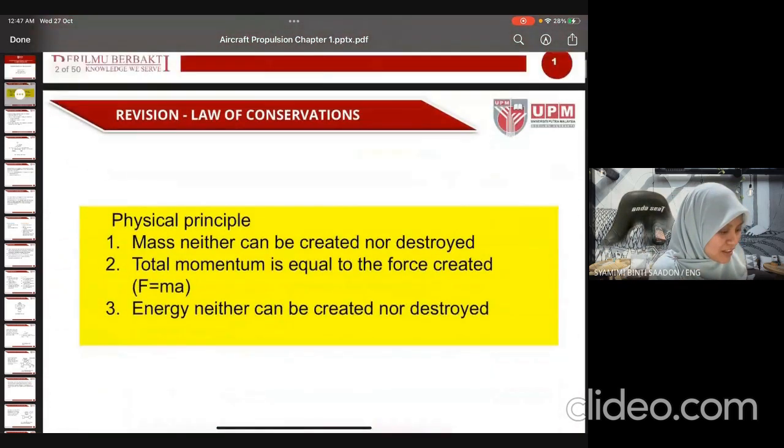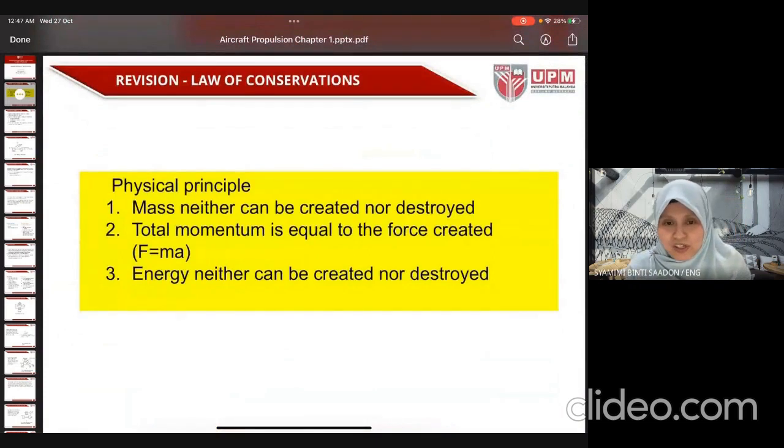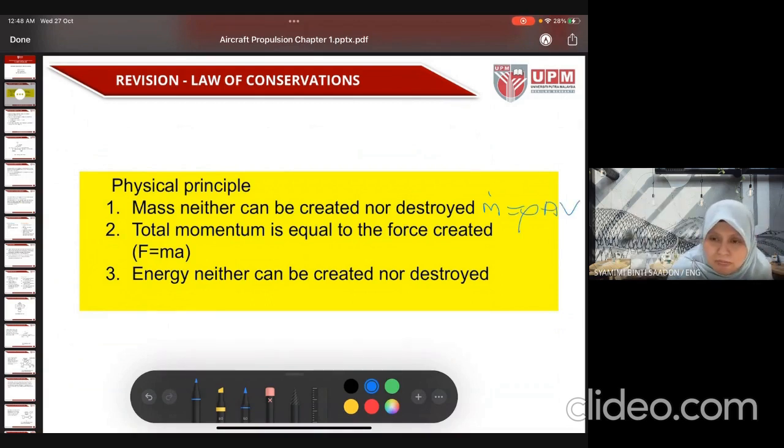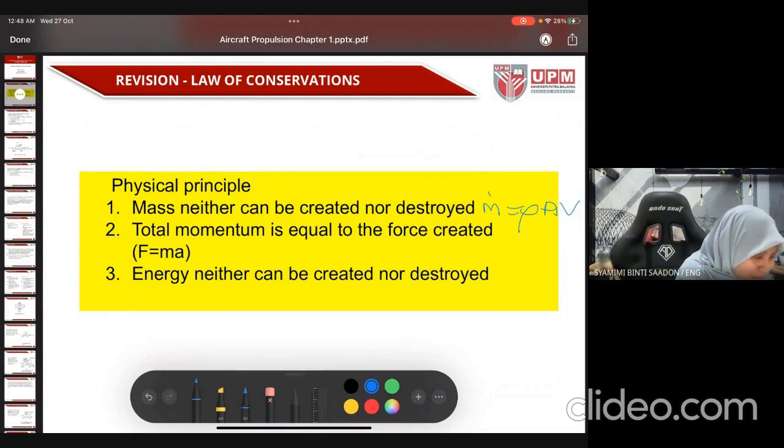Last week, I mentioned these 3 laws of conservation that we have to obey. The first one is the conservation of mass, meaning mass can neither be created nor destroyed. You remember that the mass flow rate equals rho A V: density, area, and velocity.